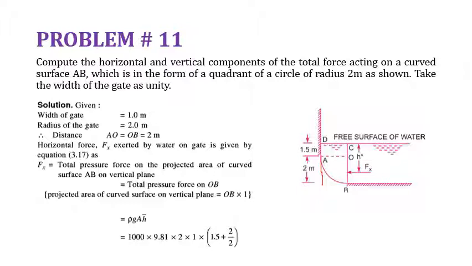So basically what you're going to do is, this is the free surface of liquid, and for the vertical projection, this will be a rectangular surface of height 2 meter, and it is given, it is 1 meter in width. So this is a rectangular surface of 2 into 1 meter, and find out the resultant force acting at its centroid G, acting at the center of pressure P.